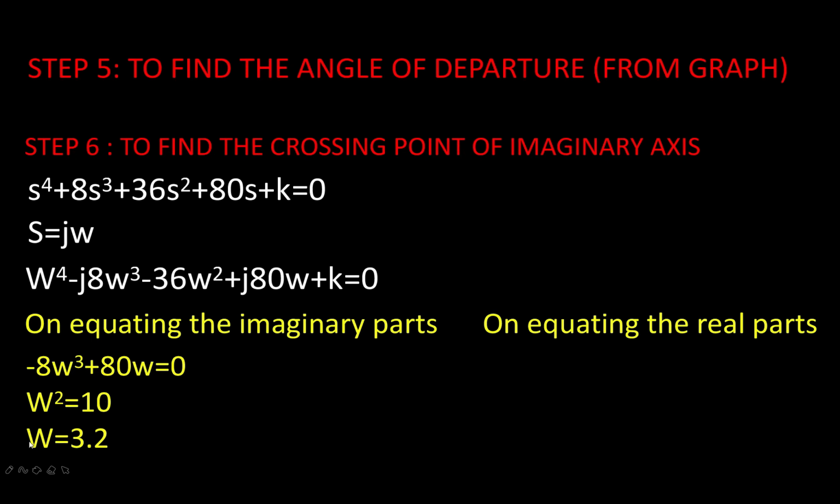So omega square is equal to 10. So omega is equal to 3.12, which we round off and write as 3.2.